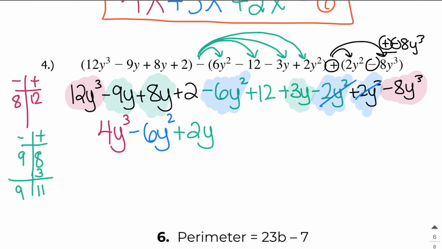And then lastly, I have a positive 2 and a positive 12. These are constants, so those are also like terms. So I'll write plus 14, and I'm done over here.